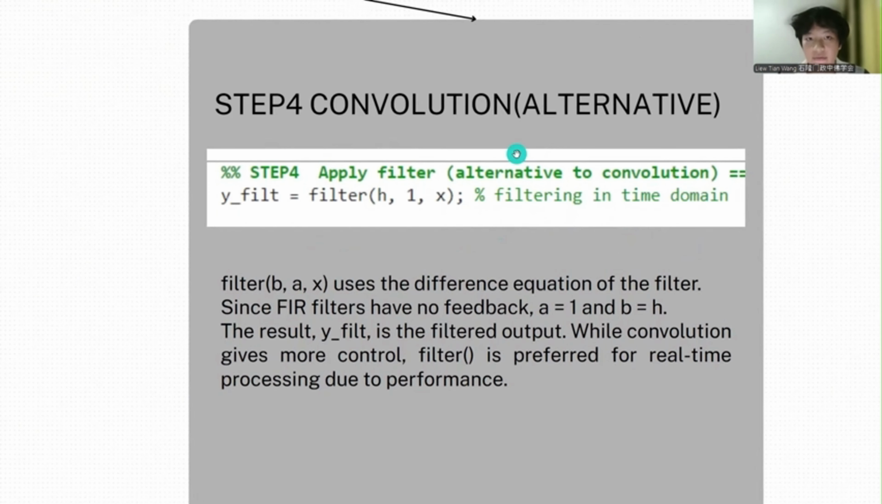Step 4 is the alternative convolution method. We can directly use the filter function that uses the difference equation of the filter. Since the FIR filter has no feedback, we can set a equal to 1 and b equal to h. The result of the filter function is the filter output, while the convolution gives more control, and the filter function is preferred for real-time processing due to its performance.